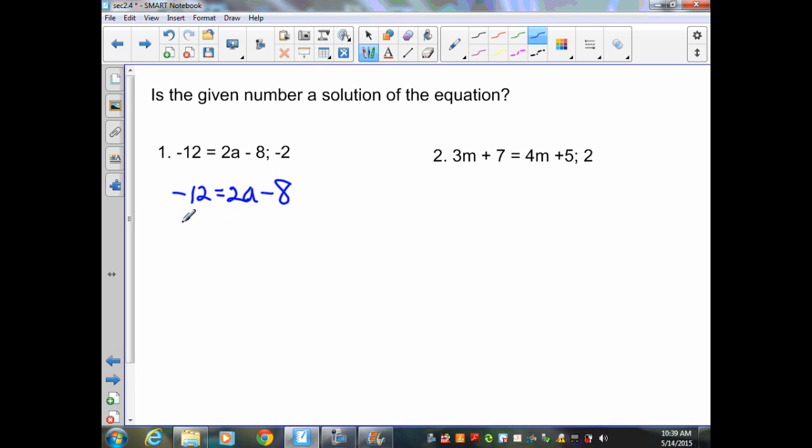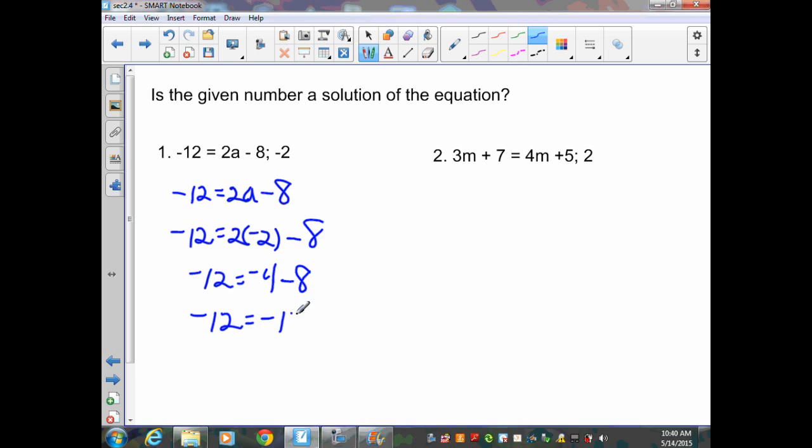So I need to see this step, and then I'm going to bring down my negative 12 equals 2. And in place of a, I'm going to put a negative 2. I don't use a dot. I use parentheses to represent multiplication. Minus 8. Bring down my negative 12. This gives me a positive times a negative, which is a negative 4, minus 8. I have a negative 12 equals a negative 12 when I combine these two values. Same sign, combine, use the sign, gives me a negative 12. This is a true statement.